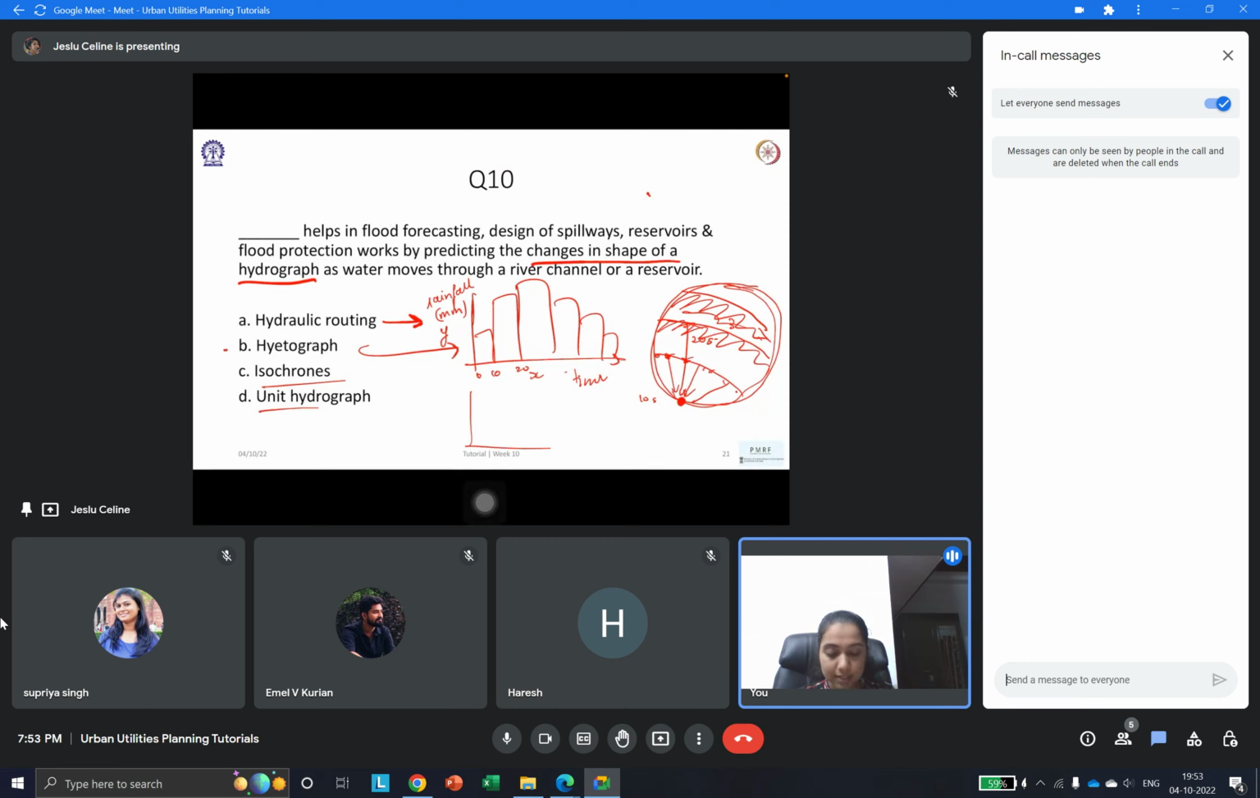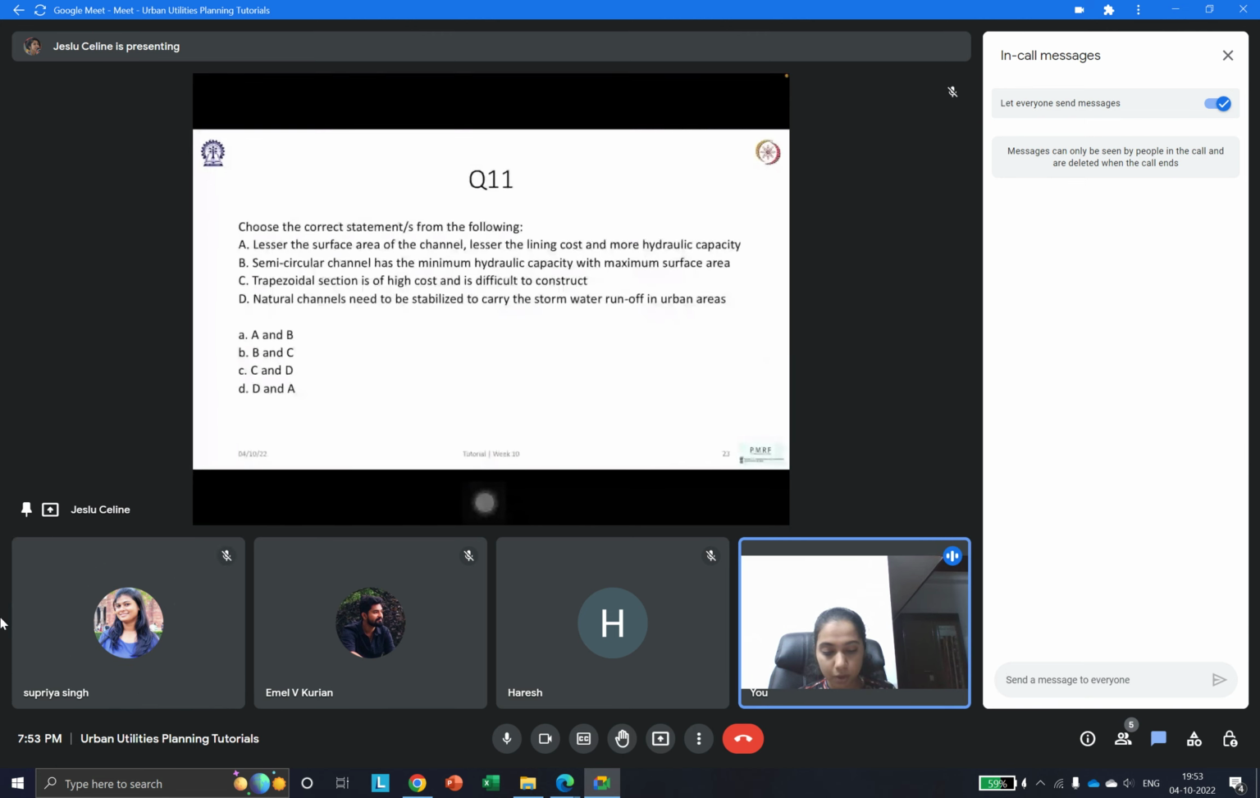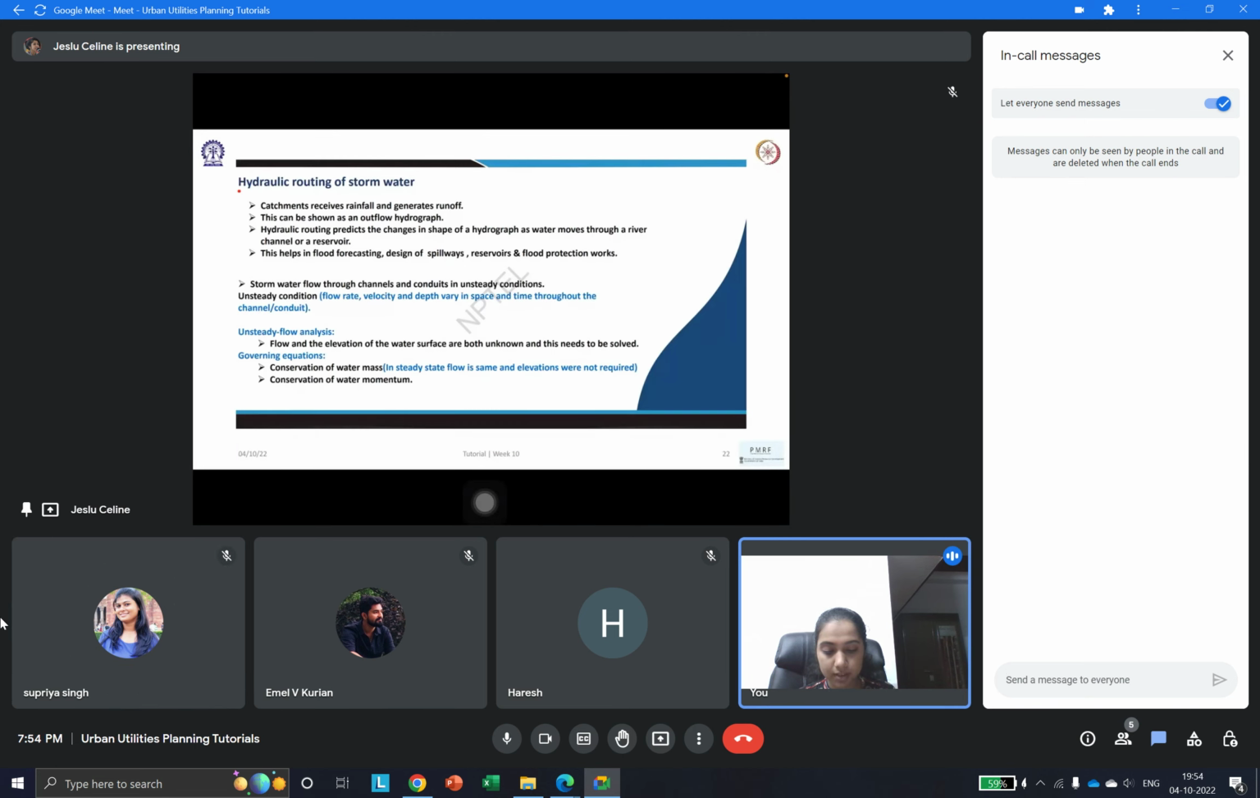So Supriya, from an exam point of view, maybe you can revise these in detail. That'll be helpful because these are very important points which might repeat in the coming lectures also. Okay, so this is what we were talking about, hydraulic routing of stormwater. We have already discussed this, so I'm not going into the detail.